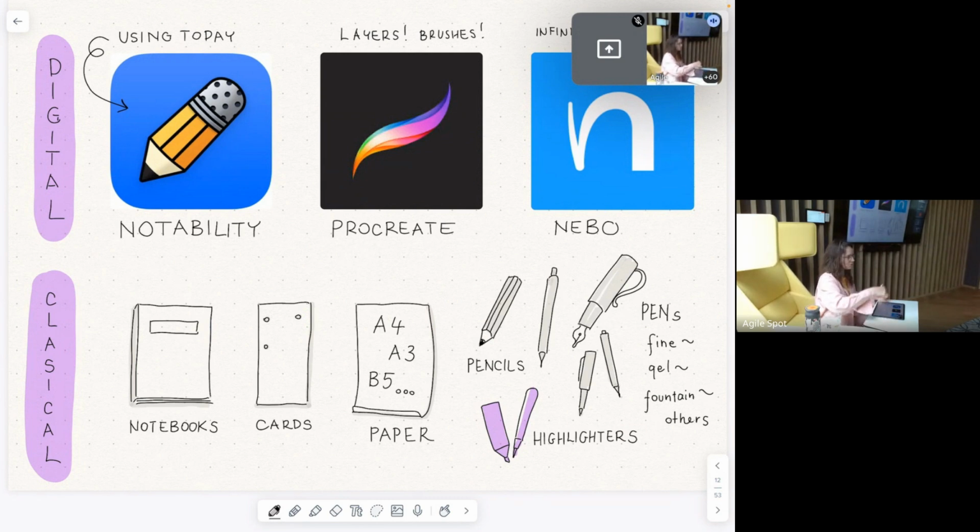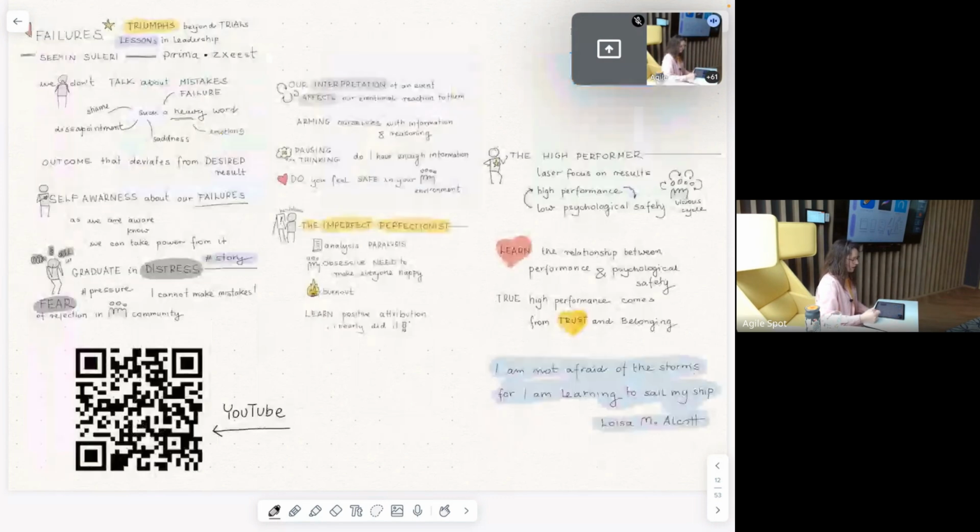Notability I just got used to, and it's here, and well, I kind of like it. But I basically now prefer to draw on paper, but it will be very difficult for you to see how I drew on paper today. So that's why digital medium, but I love paper, and it's super cool.